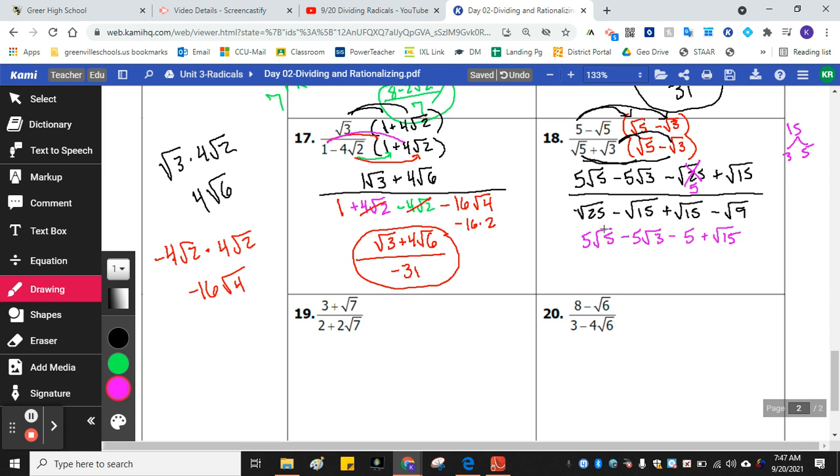See if we can combine any like terms. The square root of 5, the square root of 3, the square root of 15. None of those are like. They all would have to be the same radical and the same radicand. So they're all square root, but the radicand, the number underneath, is not the same.